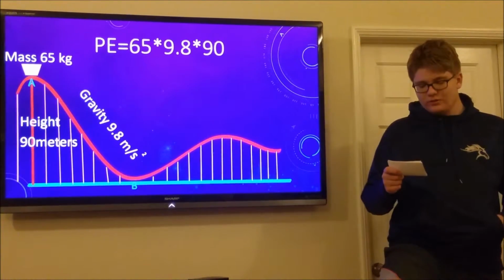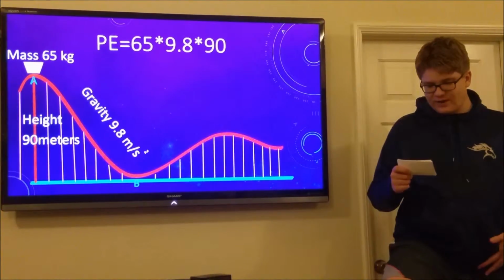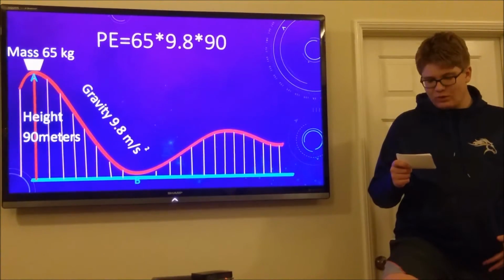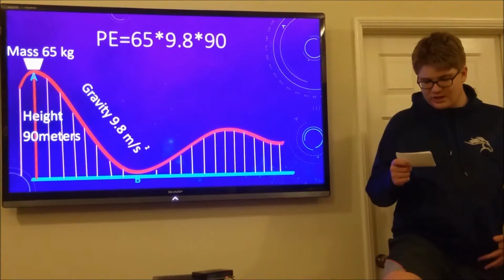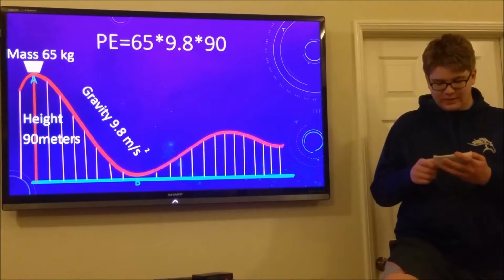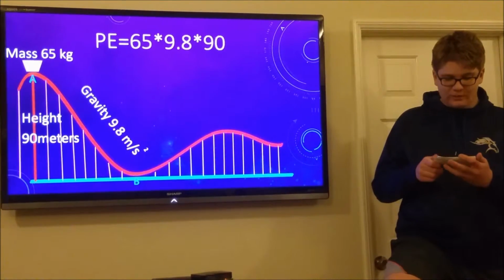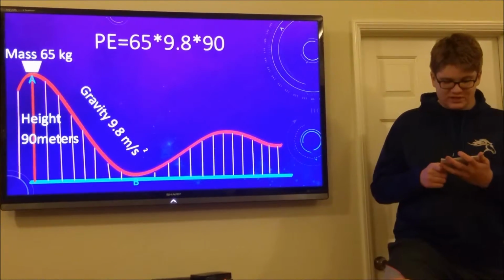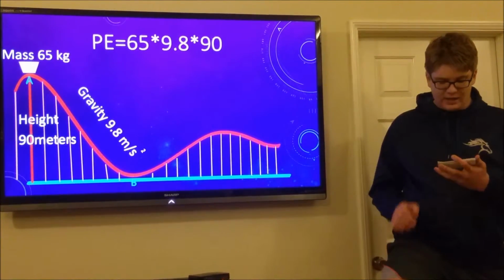So if a rider on a roller coaster has a mass of 65 kilograms, leaves from point A at a height of 90 meters, and the force of gravity is 9.8 meters per second, our formula will be potential energy equals 65 times 9.8 times 90.